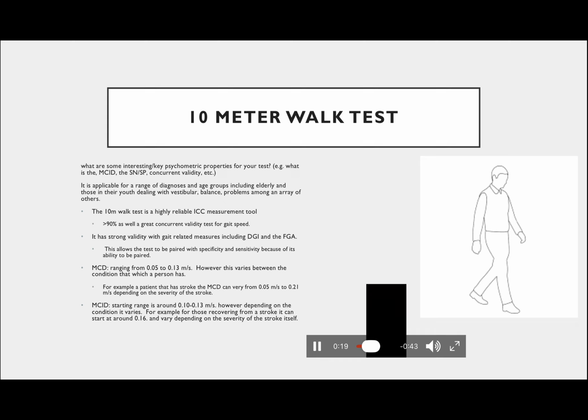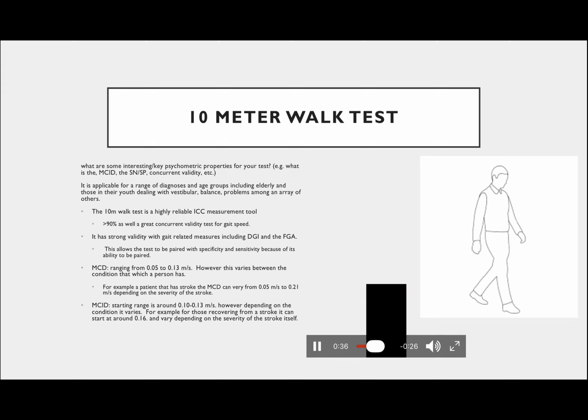The MCD ranges, in general, from 0.05 to 0.13. However, this varies greatly depending on the condition that person has. For example, this can range for someone with a stroke from 0.05 to 0.21, and that varies in itself depending on the type of stroke.